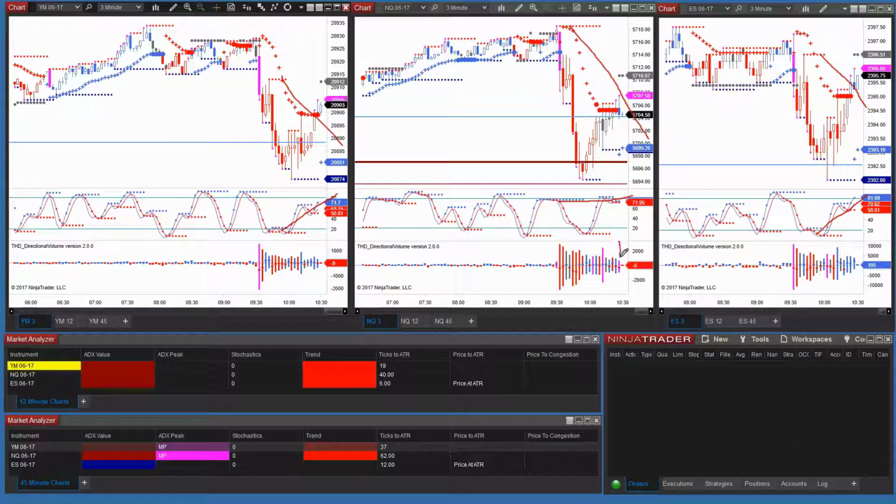Sellers did come in on that bar. It was confirmed by the price bar itself. This is where you're expecting it now to move down. Let's see if it will.